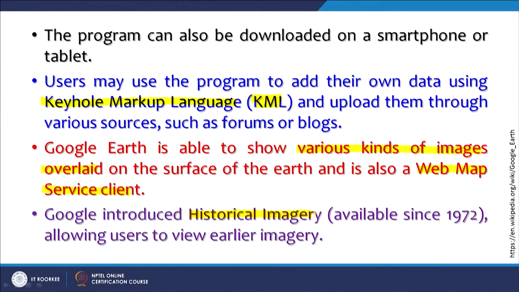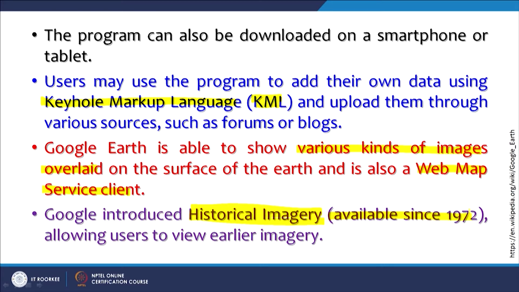Google Earth also has, and this is the part I like most, historical imagery, an archive which is available since 1972. That means from the first Landsat MSS. MSS is of course a scanner or sensor. So MSS images since 1972 onward are available in the archive.